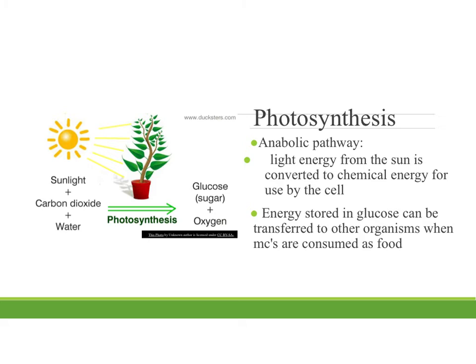Autotrophs use light energy, carbon dioxide, and water to form glucose, which is sugar, and oxygen. Okay, so that's our overall reaction of photosynthesis. And then that energy that gets stored in the glucose can be transferred to other organisms when molecules are consumed as food.